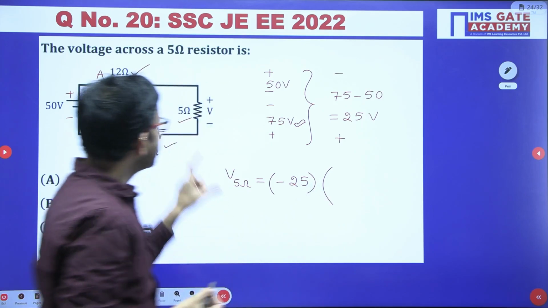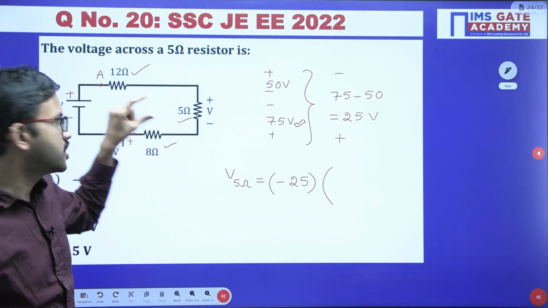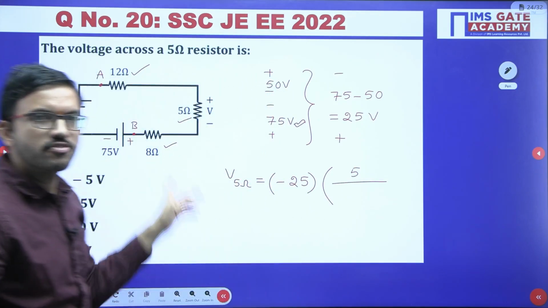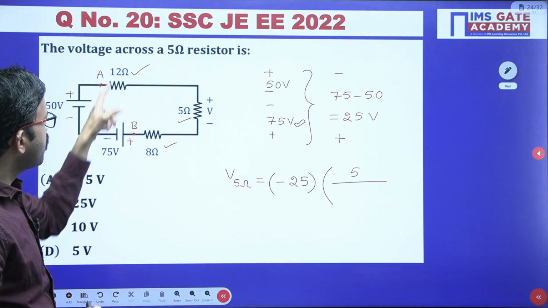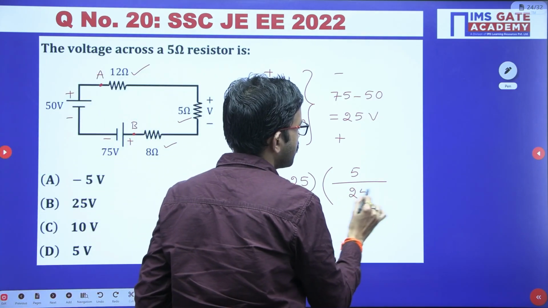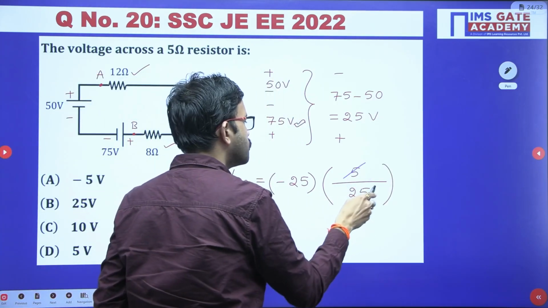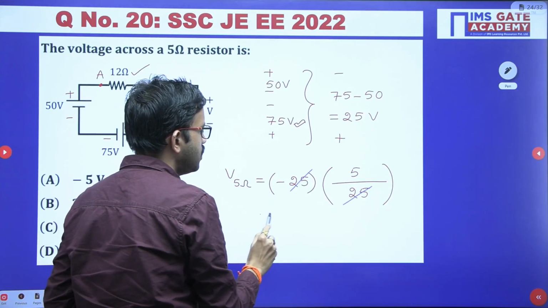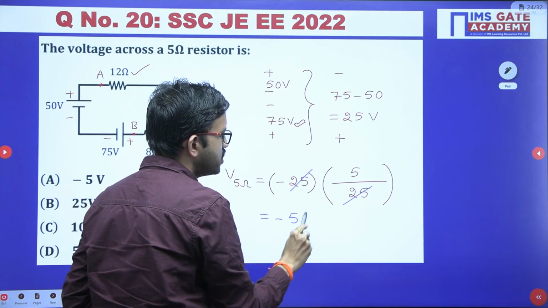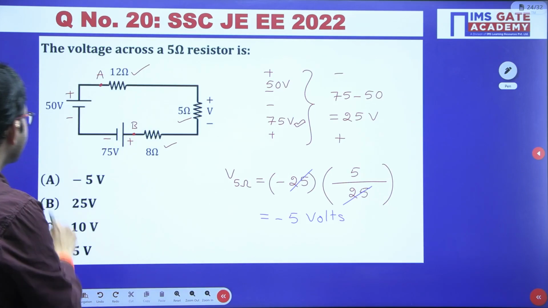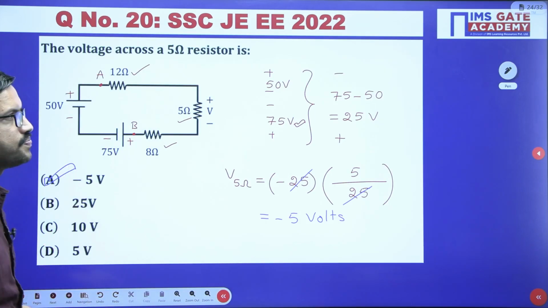Now, across whichever resistor you want the voltage, that resistor value will come into the numerator, divided by sum of the resistances. So 12 plus 8 is 20 plus 5. I am writing in the direct step, that is 25. So here 25 are getting cancelled, you are getting minus 5. Units are volts, minus 5 volts. So option A is the correct one.